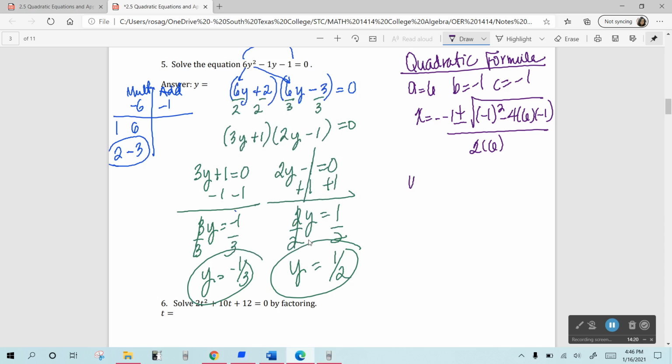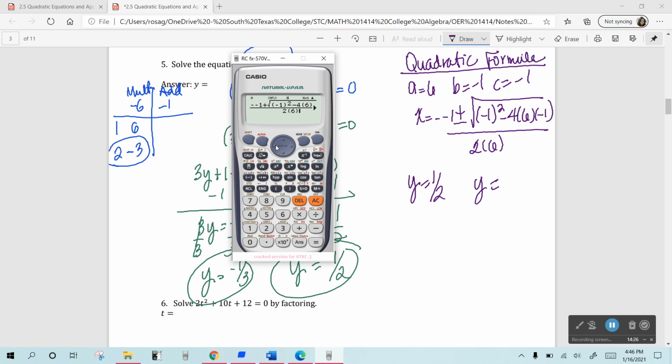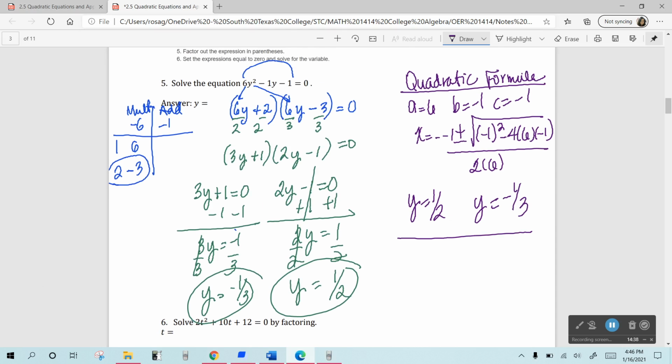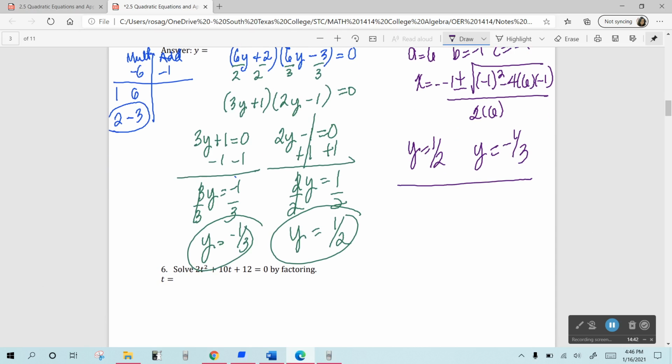And I get the 1/2. And then I'm going to put the minus. Get the -1/3. So either of the two methods works well for me. Whichever of the two you want to use, I have no problem.